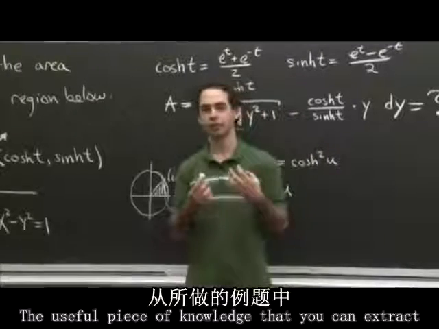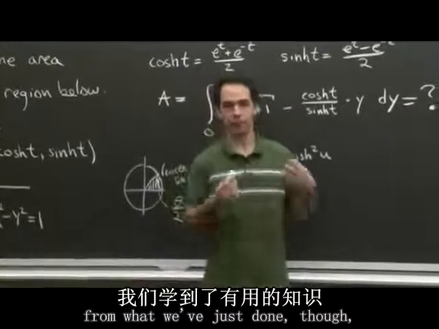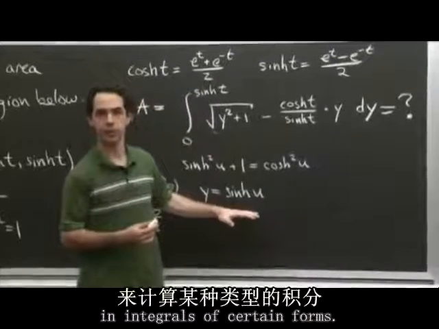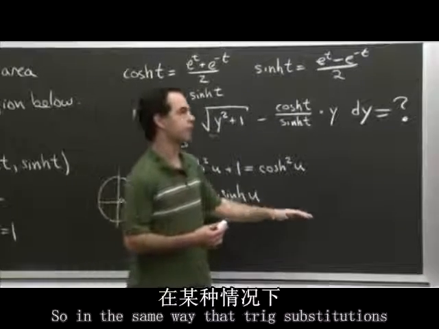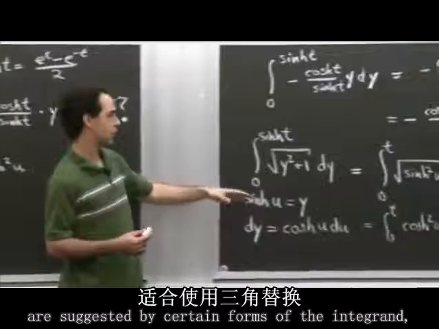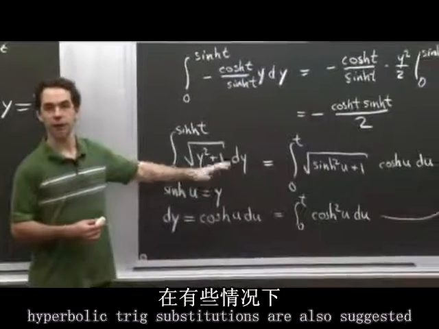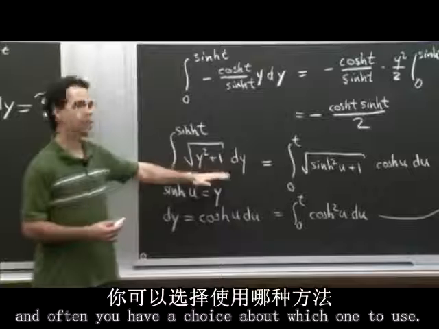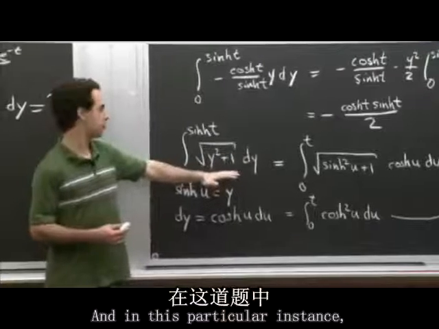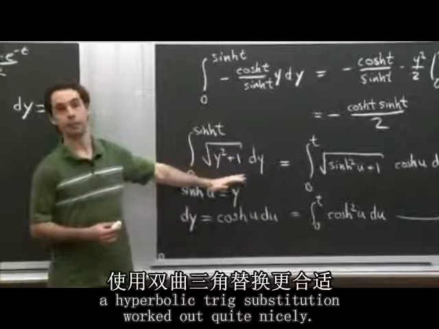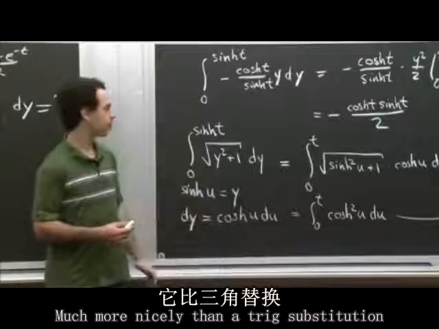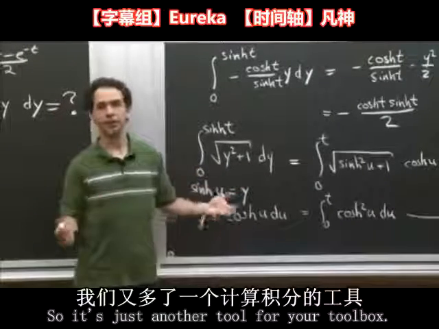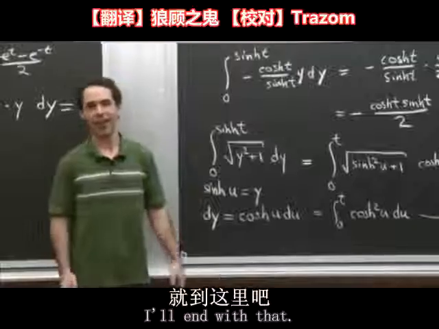The useful piece of knowledge that you can extract from what we've just done, though, is that you can use this hyperbolic trig substitution in integrals of certain forms. In the same way that trig substitutions are suggested by certain forms of the integrand, hyperbolic trig substitutions are also suggested by certain forms of the integrand, and often you have a choice about which one to use. In this particular instance, a hyperbolic trig substitution worked out quite nicely, much more nicely than a trig substitution would have. So it's just another tool for your toolbox. I'll end with that.